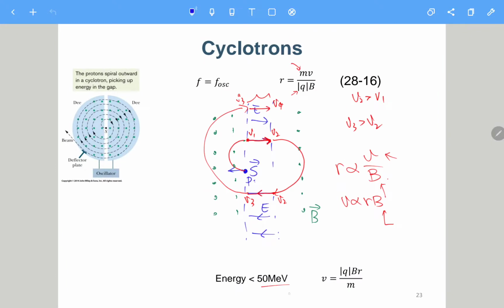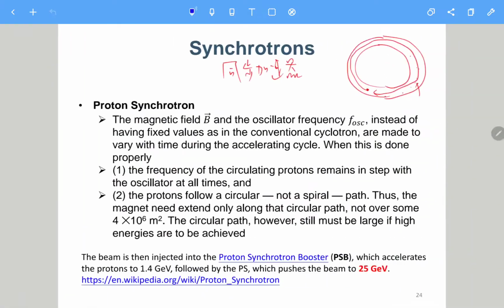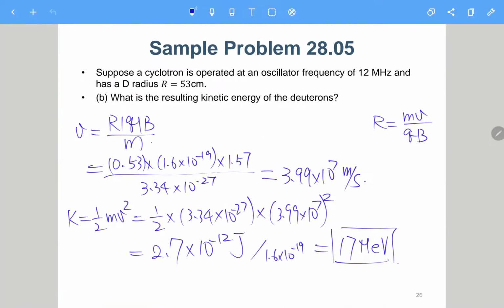So it says for the cyclotron, the energy could be less than 50 MeV. So suppose this number will make sense. So the radius is 53 centimeter with a 12 megahertz frequency, and then the particle can be as fast as 17 MeV.